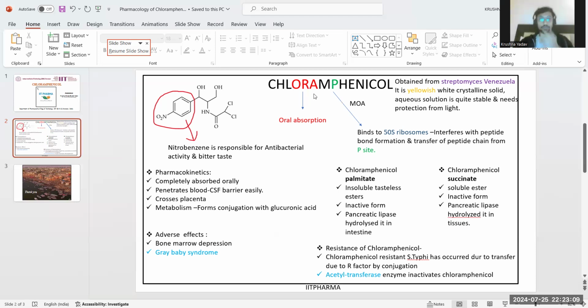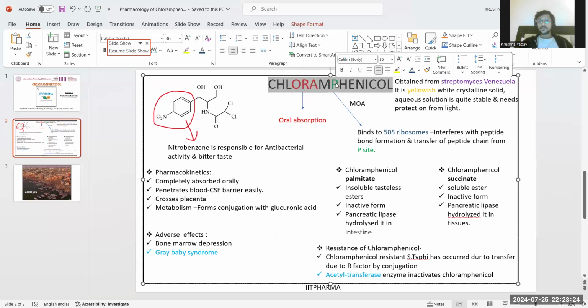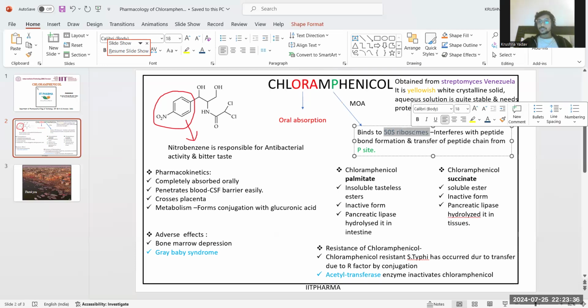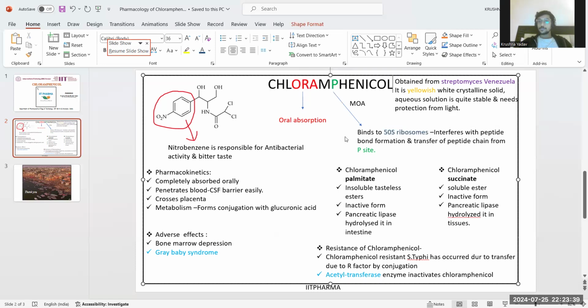There are some points that are hidden in its name itself. When we figure out the letters from chloramphenicol, there is ORA. So you have to remember that its absorption is oral absorption. After that, from this P, we can find out that its mechanism of action is that it generally binds to the P site. Chloramphenicol binds to 50S ribosomes, and it interferes with the peptide bond formation and transfer of the peptide chain from the P site. You have to remember this point.